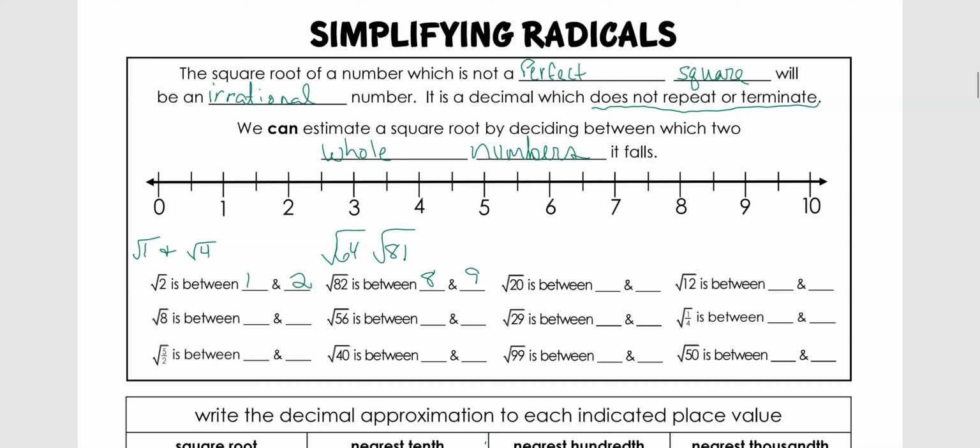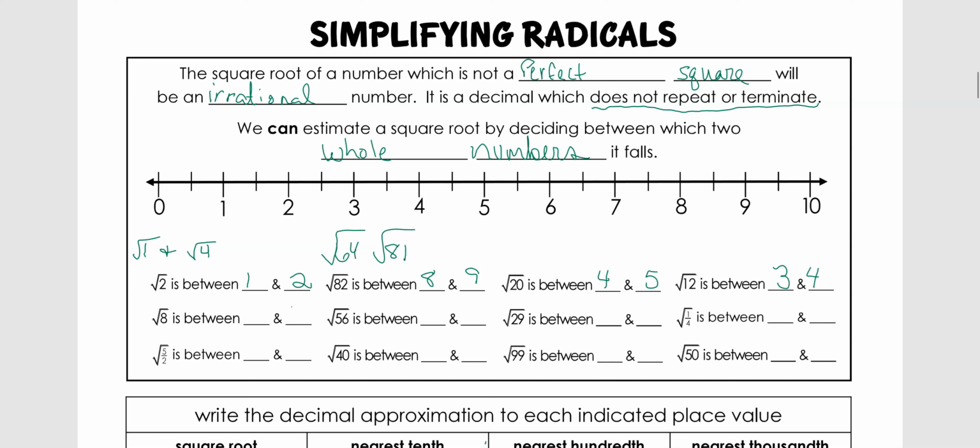All right, so the next one, square root of 20, is between what two whole numbers? Well, we have the square root of 25, which is the one above it, and that's going to be 5. The one below it is 16. The square root of 16 is 4. So it's going to be between these two whole numbers. All right, so the square root of 12 is between what two whole numbers? Okay, so we have the square root of 9, which is 3, and the square root of 16, which is 4. So you can follow the same pattern for all of the rest of these as well.